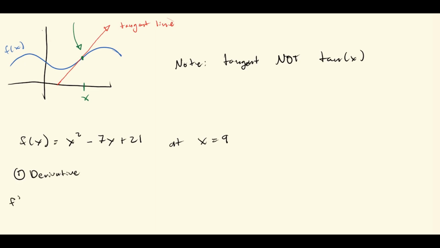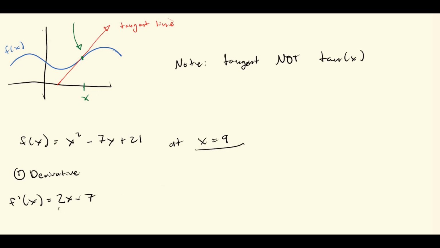So the derivative, f prime of x, is going to equal, we're going to use the power rule, so we get 2x minus the derivative of 7x, which is 7, and the derivative of 21 is just 0. So the derivative is 2x minus 7, and because we know that a tangent line has the same slope as the instantaneous slope of that point in the function, what we want to do now is find the slope of this function at the point x is equal to 9.